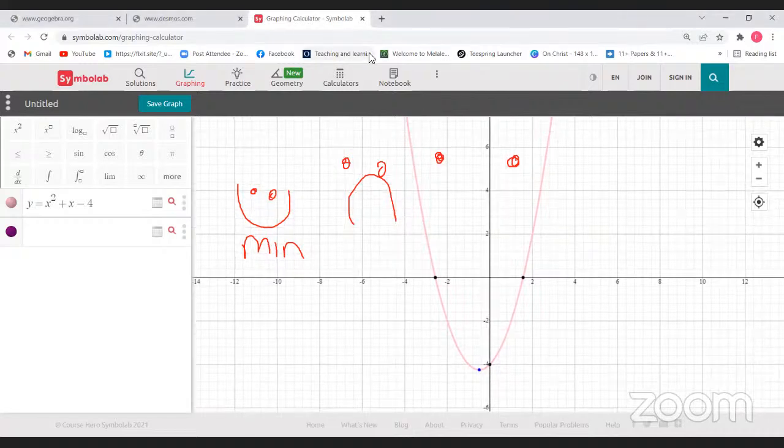So that would be maximum. In other words, here we can look at the x squared. You can look at the equation that they have given you to determine whether it is maximum or minimum. Do you know how to use that to determine it?